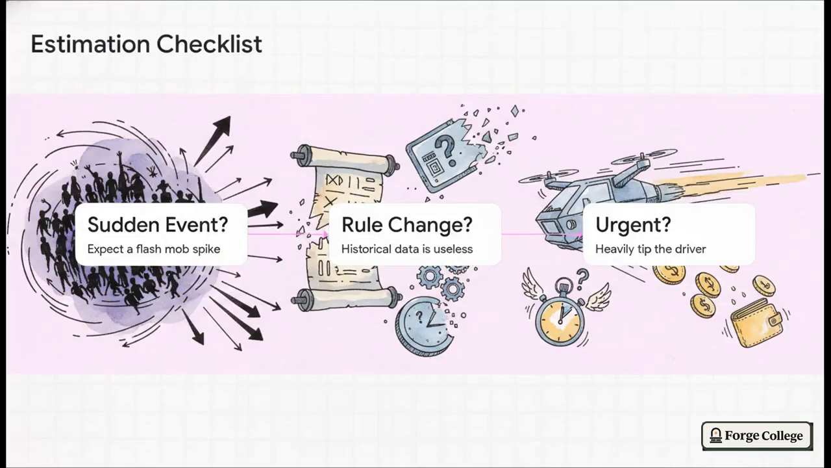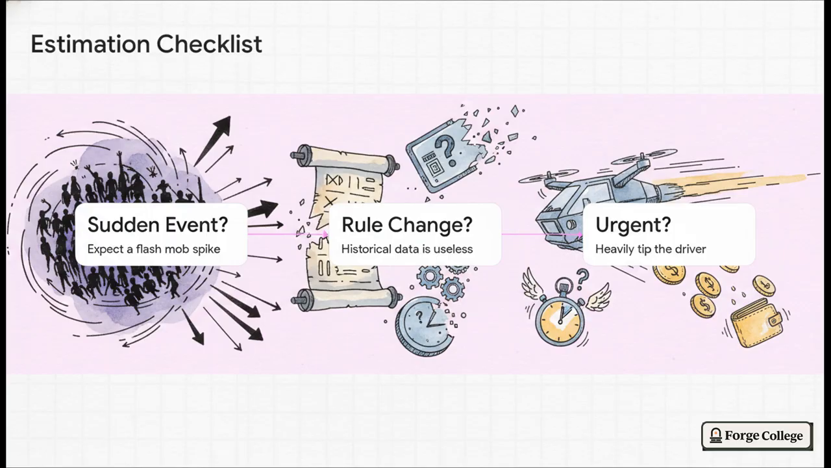The absolute most crucial takeaway here is to never, ever blindly trust an automated gas estimator without running through these 3 quick transit model questions in your head first. Number 1, is there a sudden event causing a spike right now? If yes, expect a flash mob. Number 2, did the protocol just change its rules? If yes, your old historical data is totally useless.